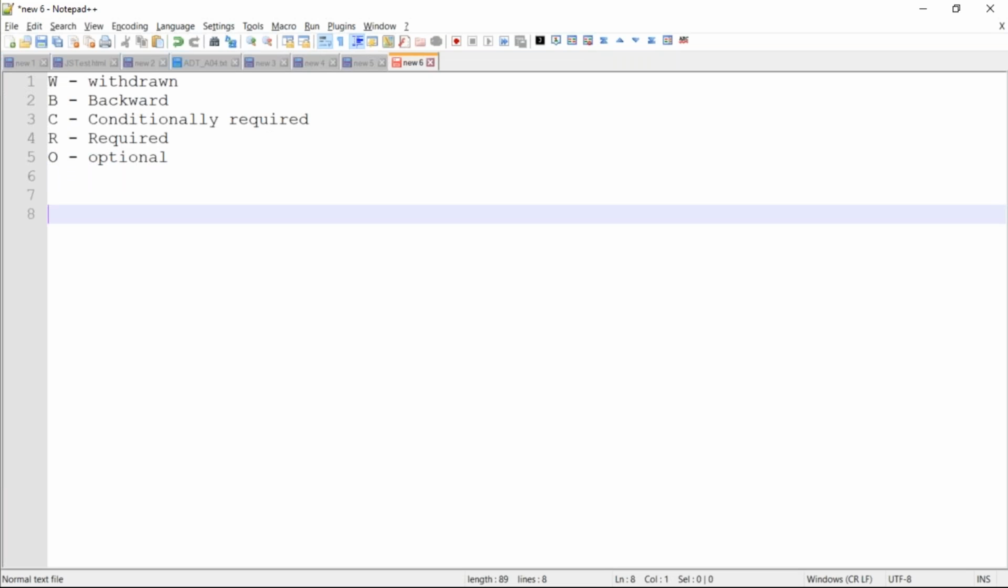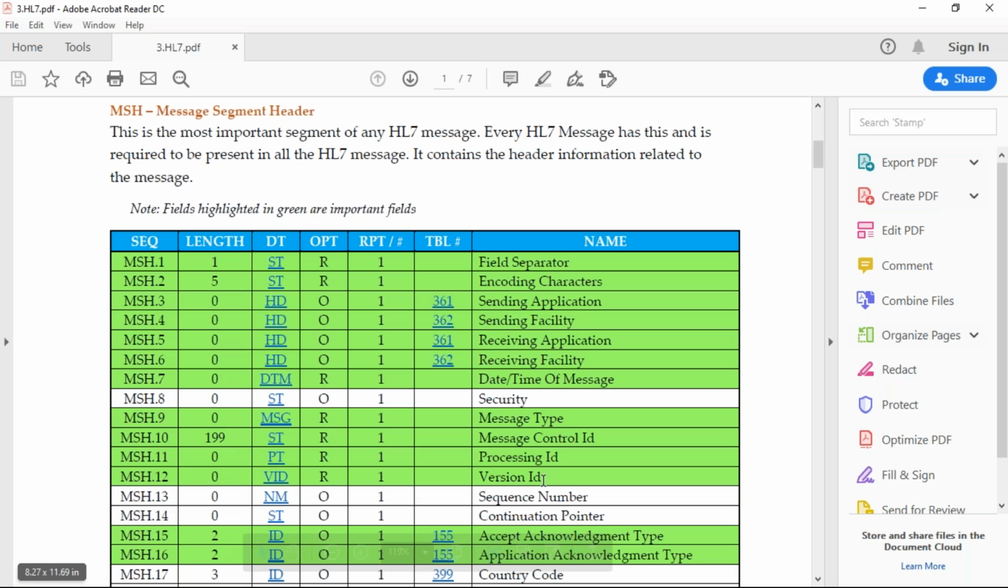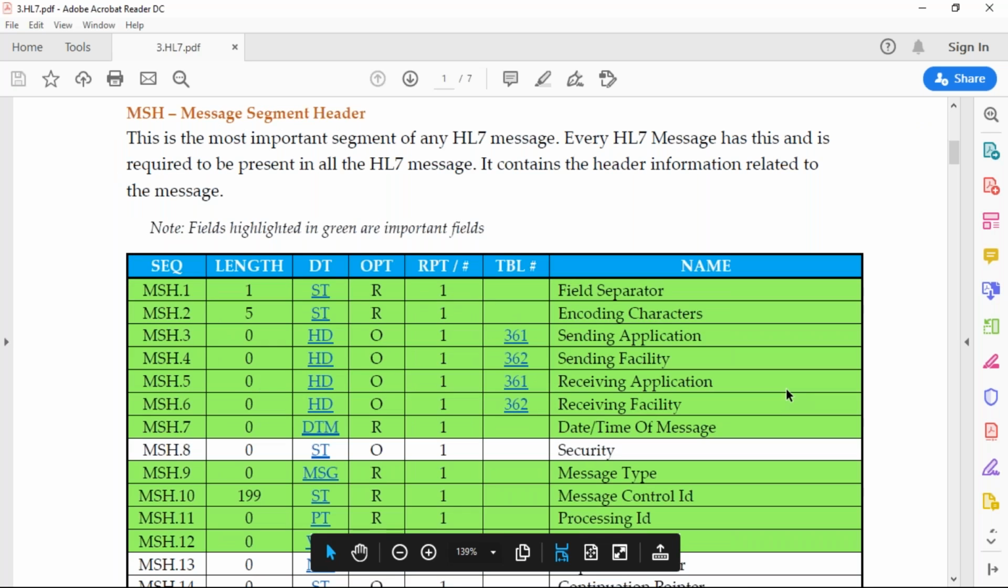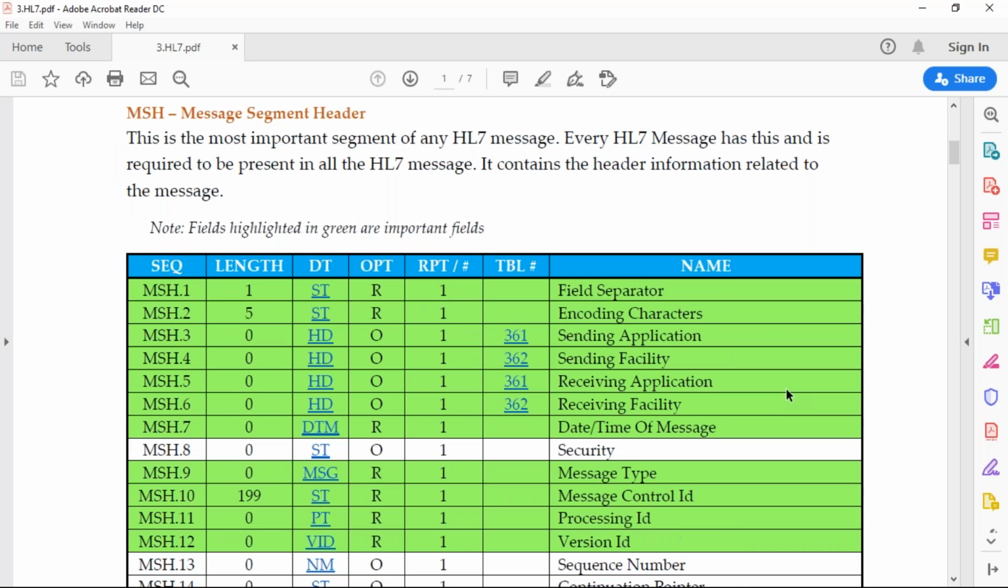Any other questions, guys? All right, I think we are good. So we'll conclude today's session here. Tomorrow we will be taking a look at the appointment related messages, what the appointment related messages are, and the importance of the segments and fields in an appointment message. Thank you so much, guys. We'll catch up tomorrow morning at the same time.